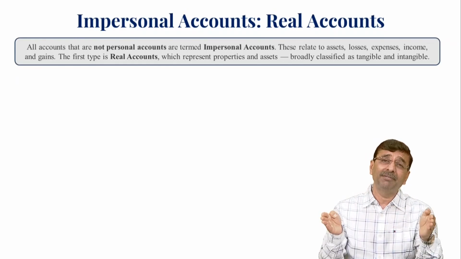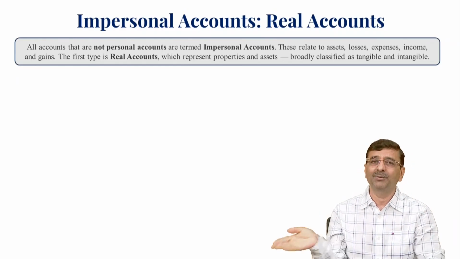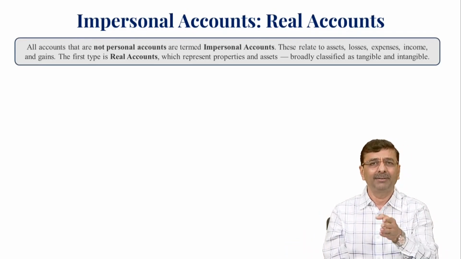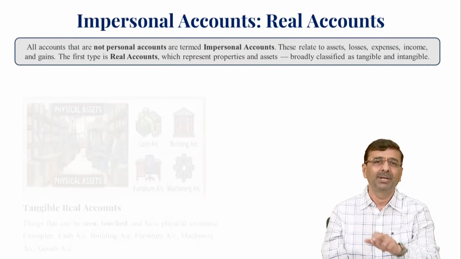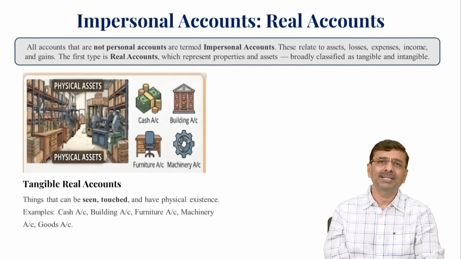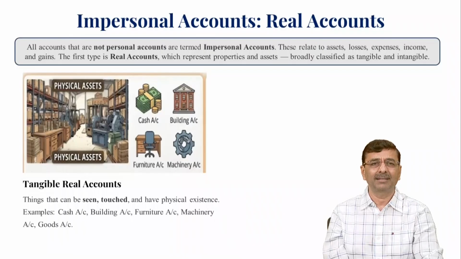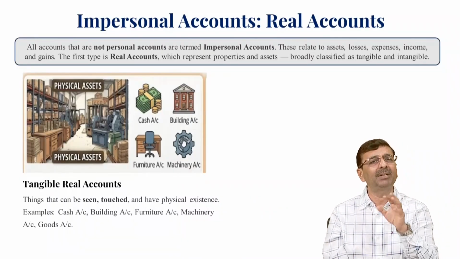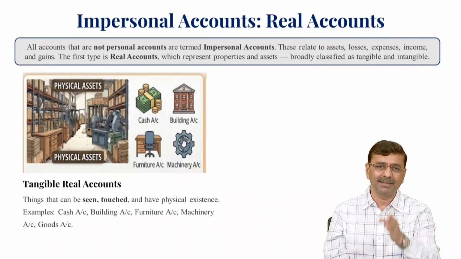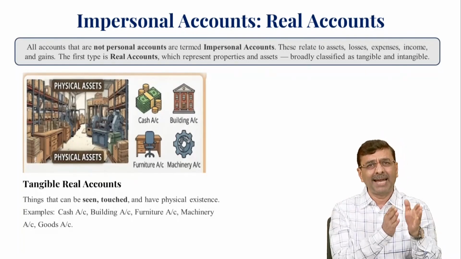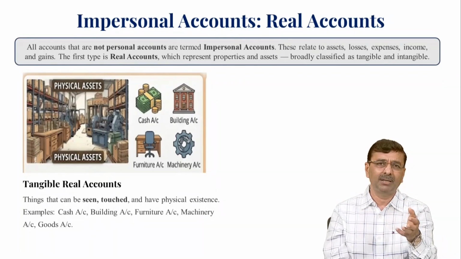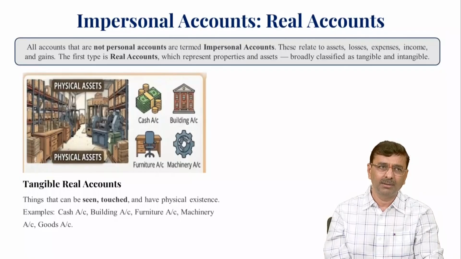It is broadly divided into real as well as nominal, right? Here first we are going to discuss the real account. Now, the real account is considered a part of the assets. Assets have two parts. One is the physical assets, which we are going to discuss first. Cash is a physical asset. We can touch it as well as see it.